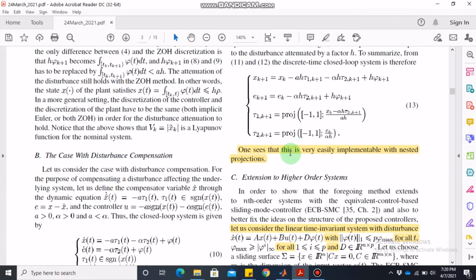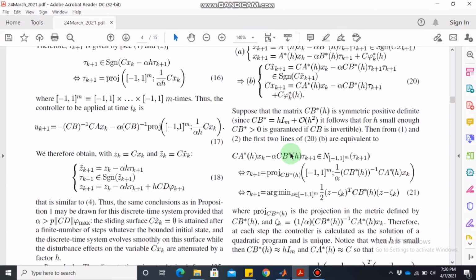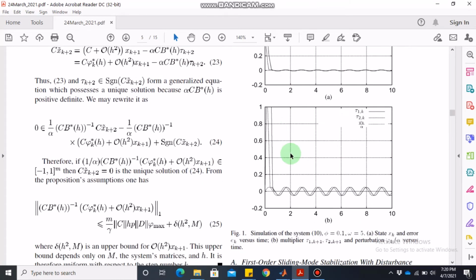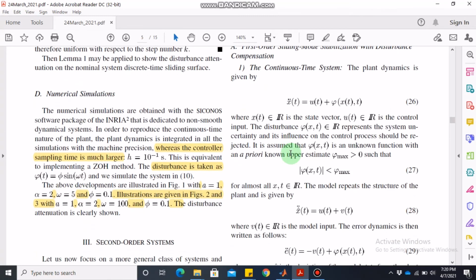And next I want to show you the simulation. If you keep going in this paper, there are many mathematical equations and derivations, but here in this numerical simulation part, they have simulated this h step size of 1 over 10 and using zero order Hall filter with the disturbance equal to phi sine omega t, and a is equal to 1, alpha equal to 2, and all these values they have simulated the system in equation 10.